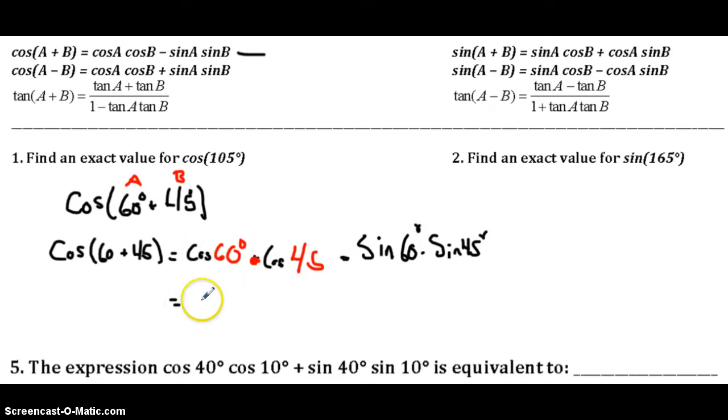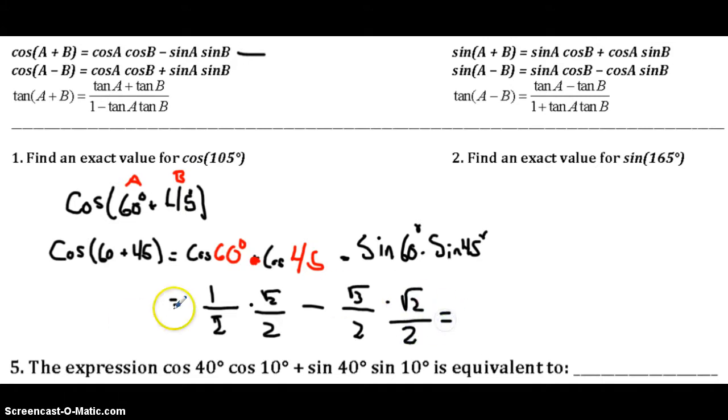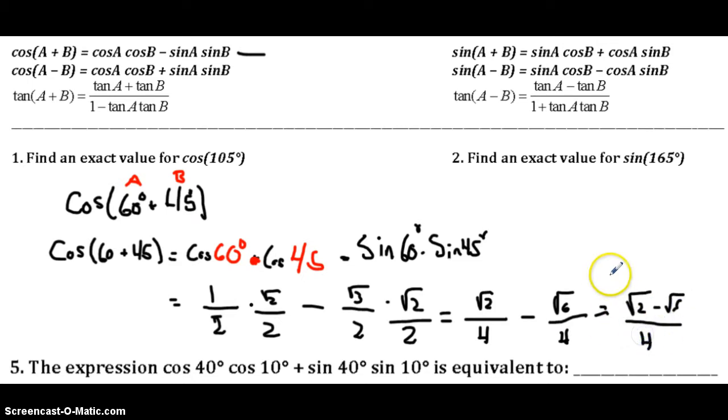At this point, I'm sure we have these all memorized, so we could just put these in. The cosine of 60 is 1/2, and we know the cosine of 45 is square root 2 over 2. We're going to subtract from that the sine of 60, which is square root 3 over 2, times the sine of 45, which is square root 2 over 2. When we multiply these together, we get square root 2 over 4 minus square root 6 over 4. Since we have the same denominator, we can rewrite this as square root 2 minus square root 6, all over 4. And that would be our final answer.